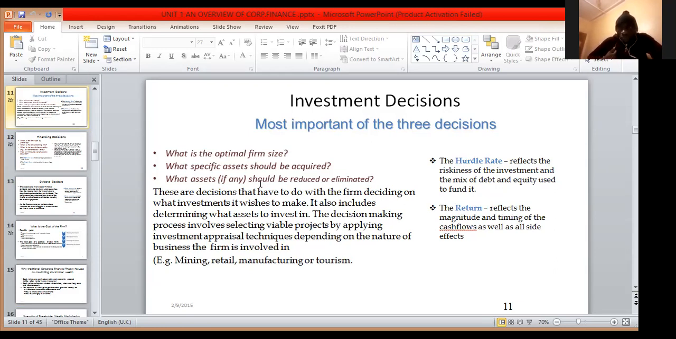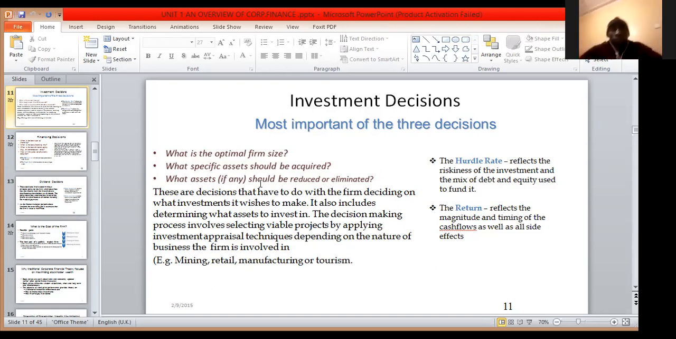What is the optimal firm size? So we need to know how big is our firm. You know, sometimes we must measure ourselves as we are taking up certain decisions. Otherwise, we will jump in the football pitch where we cannot play. So you must understand the optimal size of your firm.